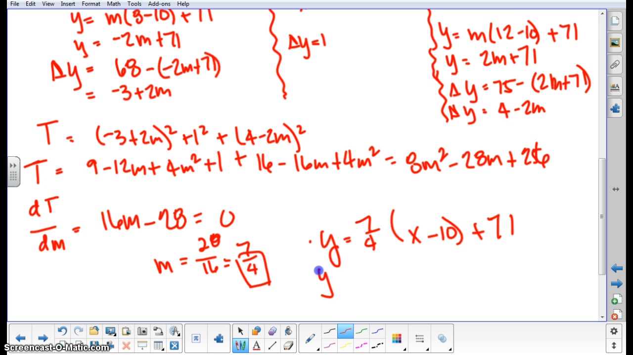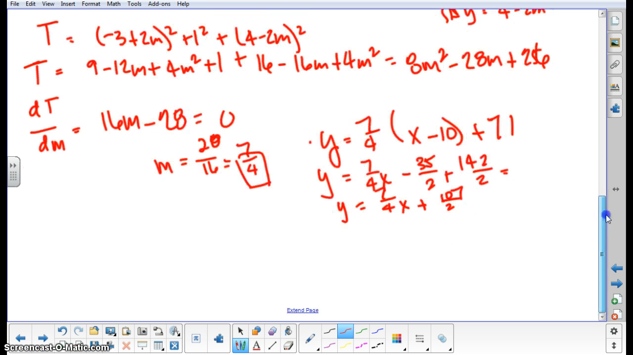If we distribute the 7/4, minus 70 over 4 is 35 over 2, plus 142 over 2. We get y is equal to 7/4 x plus 107 over 2. So what I would encourage you to do at this point, matter of fact, I will do it, so I'll be back in just a second.